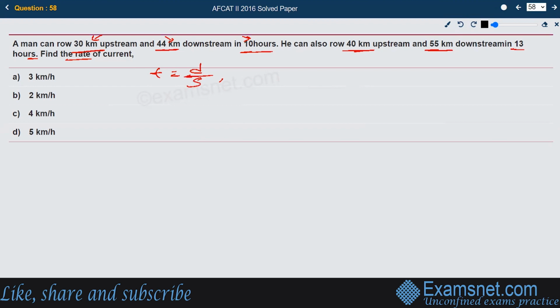Okay. So let's say the downstream speed is X, and let's say the upstream speed is Y. So time is equal to distance over speed. First he has traveled 30 km upstream. So upstream time would have been how much? Time is equal to distance over speed. So distance is 30 and upstream speed is Y. So 30 by Y. That would have been the upstream time.